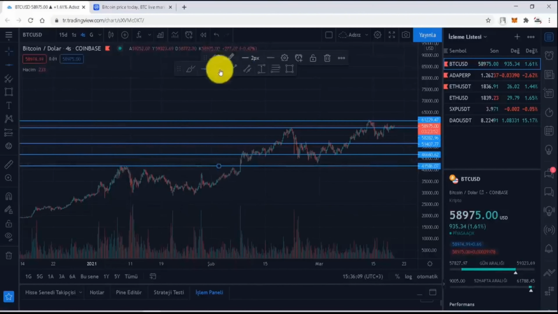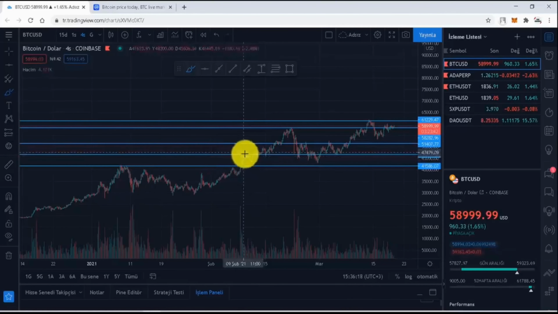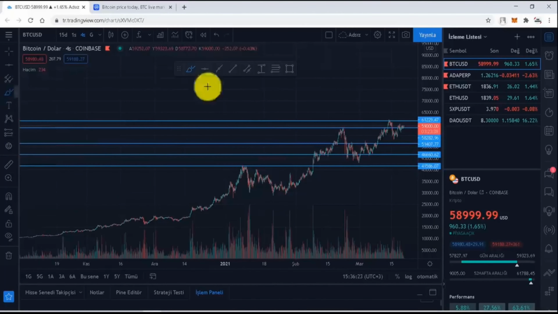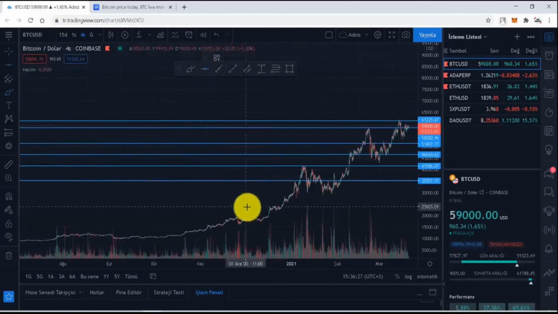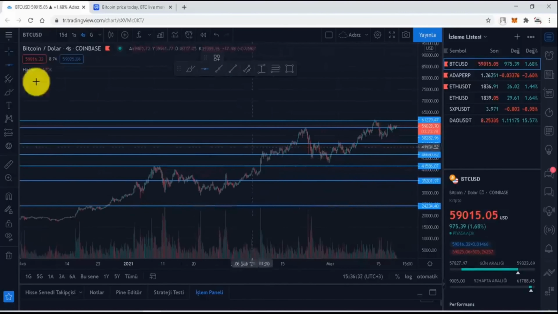Why are we supporting 42,000? Because after breaking above 42,000, there is significant buying here and the price rises to the next resistance at around 47,000. Then, since it broke above this, our biggest support now is $42,000. What is our next biggest support after that? Here we have 35,000. So where is it? There is 25,000. You can see it like this.